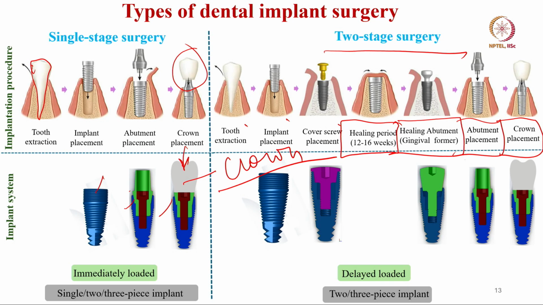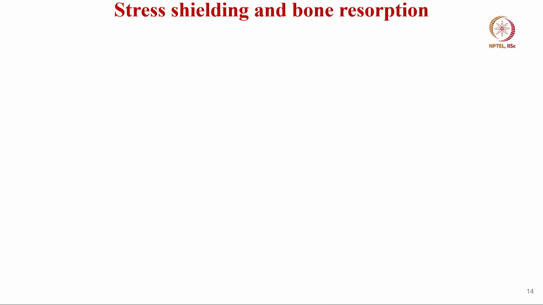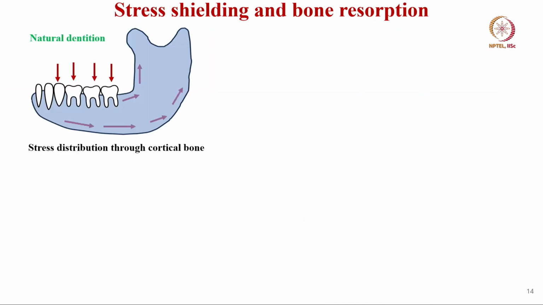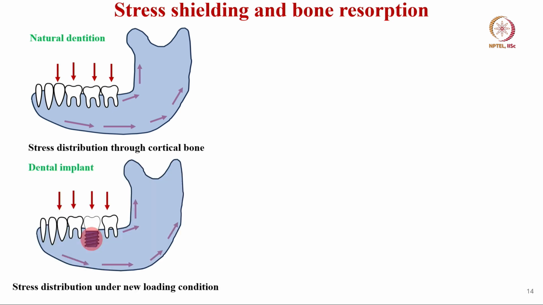Immediate loading means immediately after the implantation, delayed means after a few weeks, as I have mentioned before. Now, one of the main things when you place any implant is that stress shielding can take place, depending on the host bone conditions as well as the implant properties. Now, stress distribution is essentially shown in the cortical bone.